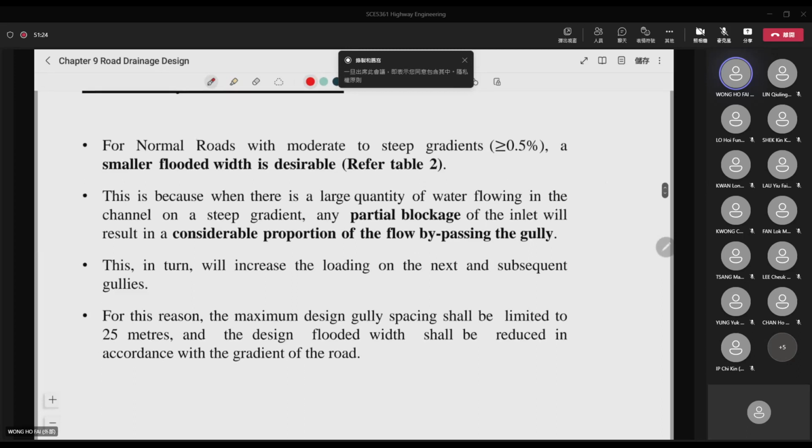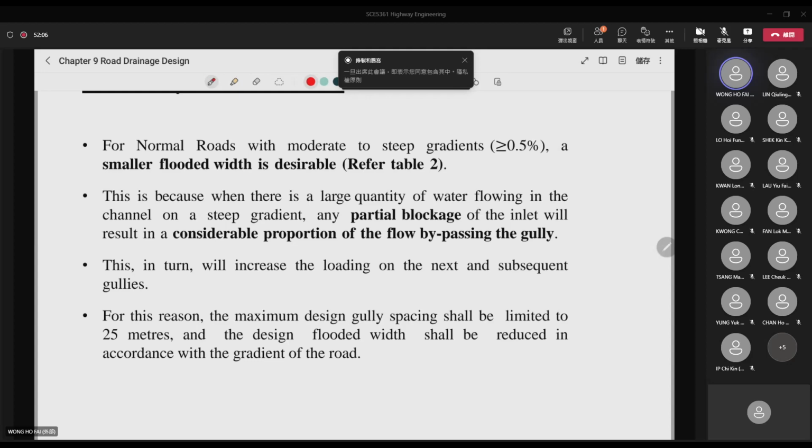And then for the normal road with moderate to steep gradients, we want a smaller flooded width. Now if your road has a steeper gradient, there will be a large quantity of water flowing in the channel. And if there is a so-called partial blockage of the inlet, it will result in a considerable proportion of the flow bypassing the gully. So in this case, it will increase the loading on the gully to the next one and the subsequent one.